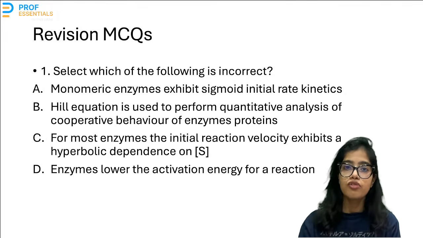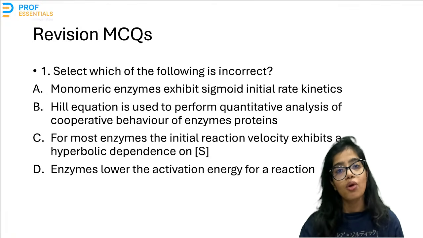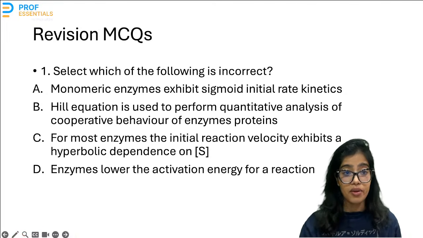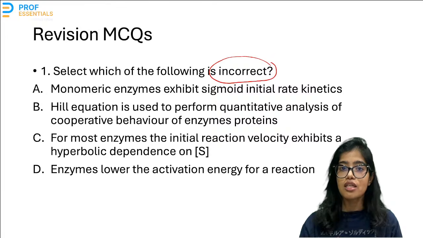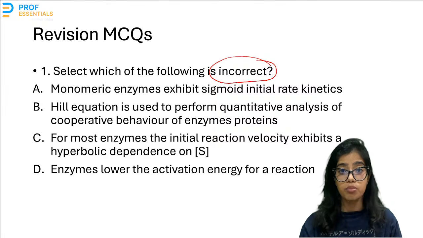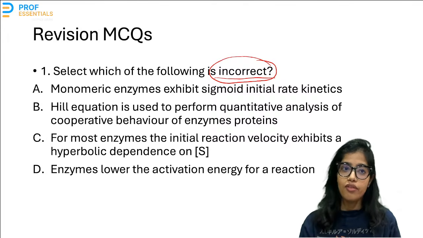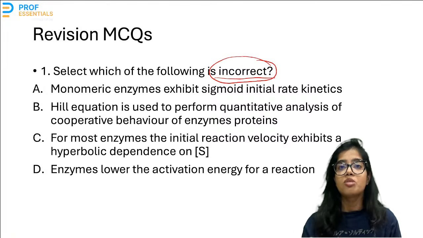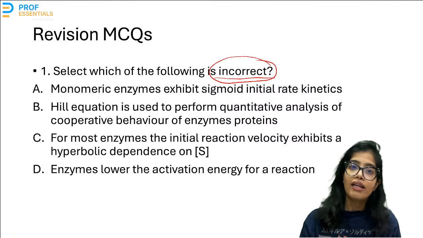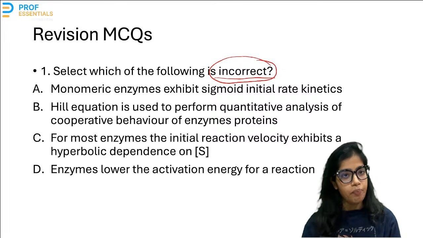The first one is from the first unit, that is proteins and enzymes. Now, select which of the following is incorrect. Always pay attention to what the question is asking. The question is asking for selecting the incorrect option. Pay attention to the options, and you have to weigh each and every option, because sometimes there can be a choice between something that is more correct and something that is lesser correct. So weigh in all the options properly.